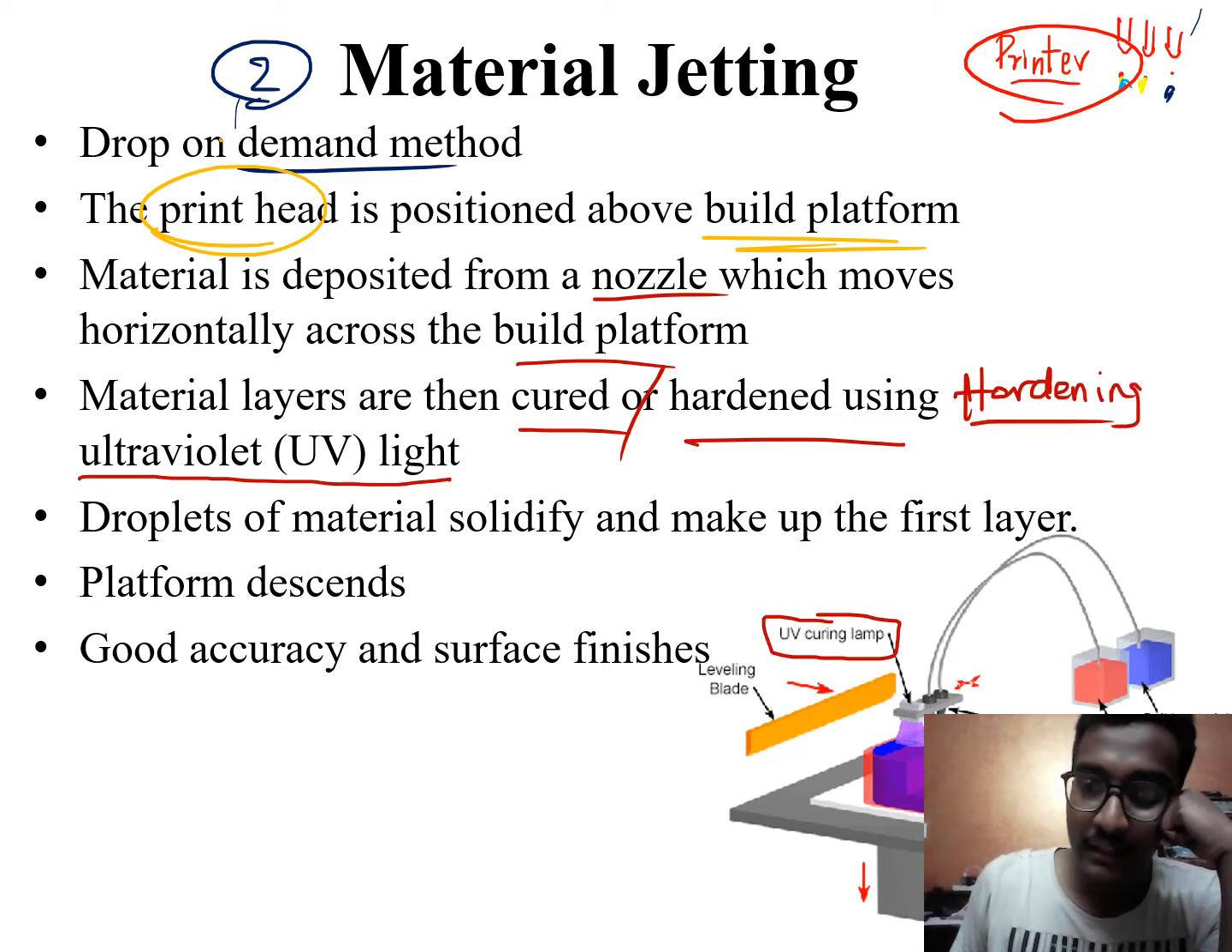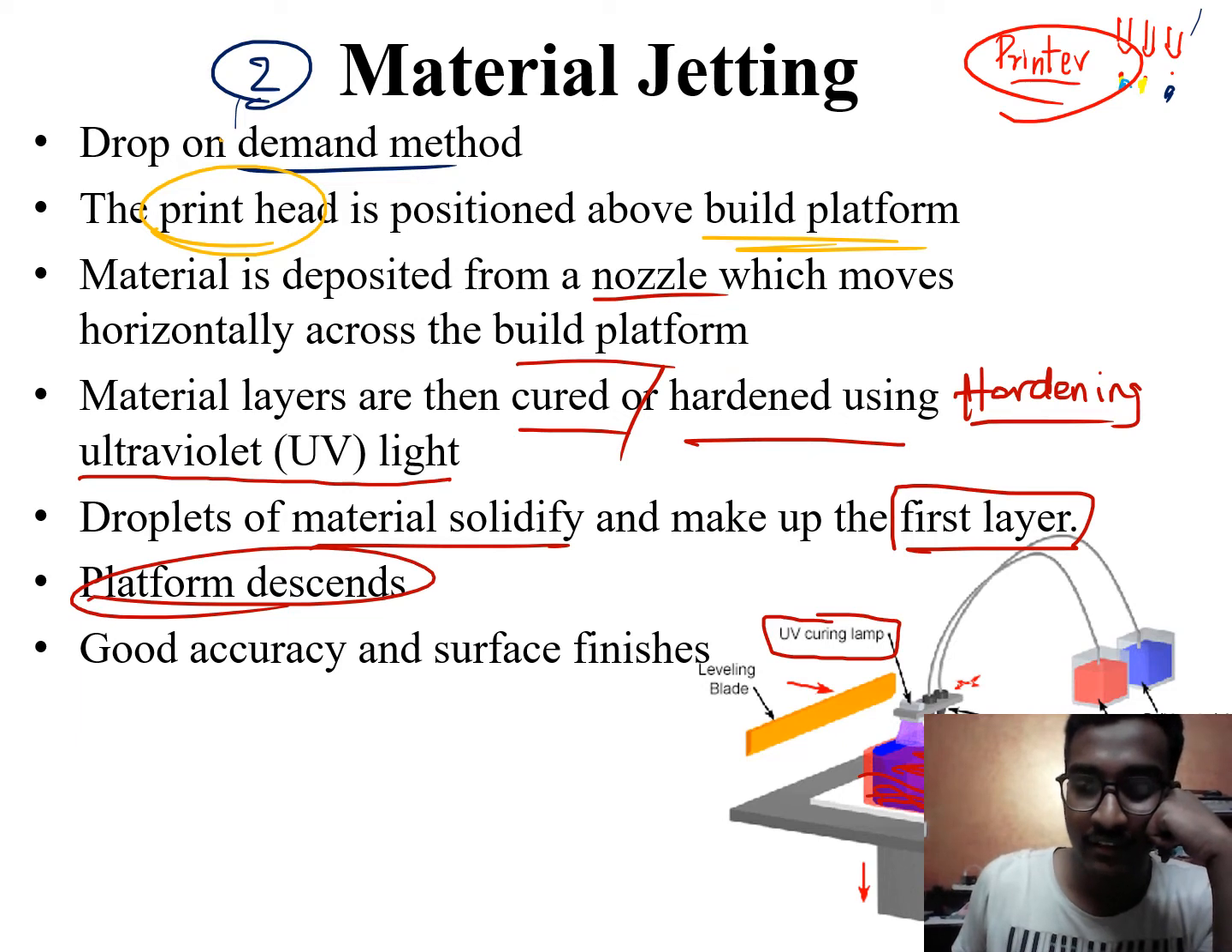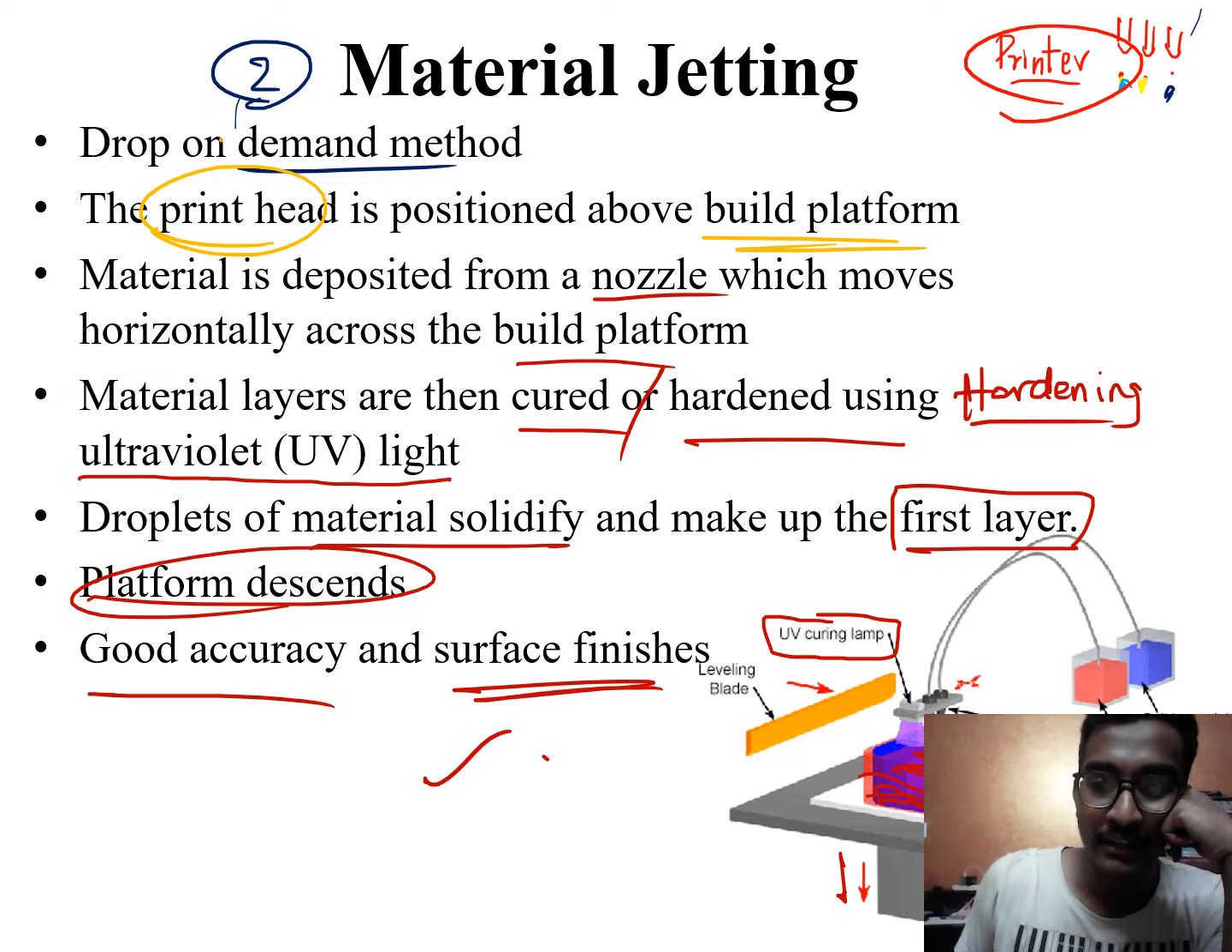Okay, and then the droplets of material solidify and make up the first layer. Because of this solidification, we complete the first layer like this, and then the second layer, third layer, like this it goes. Finally, the platform descends by using the elevator, and good accuracy and surface finish will be obtained from material jetting. And then let's go to the third thing.